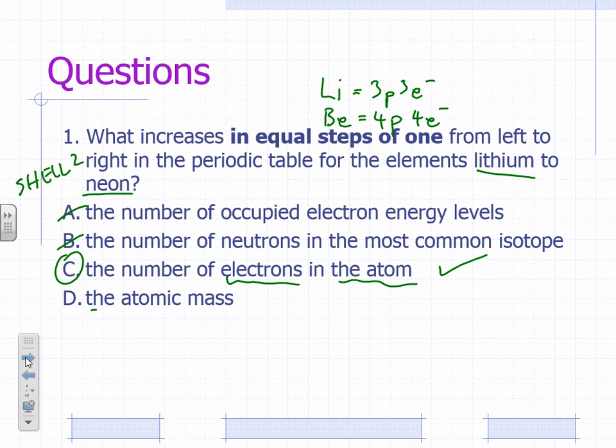The atomic mass is the sum of the protons and the neutrons, and because the neutron number varies in a random way, the atomic mass also will vary in a random way. So the correct answer is C.